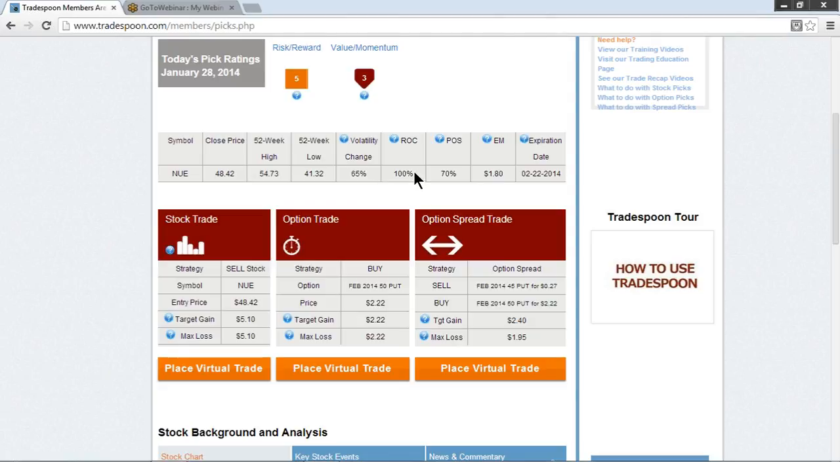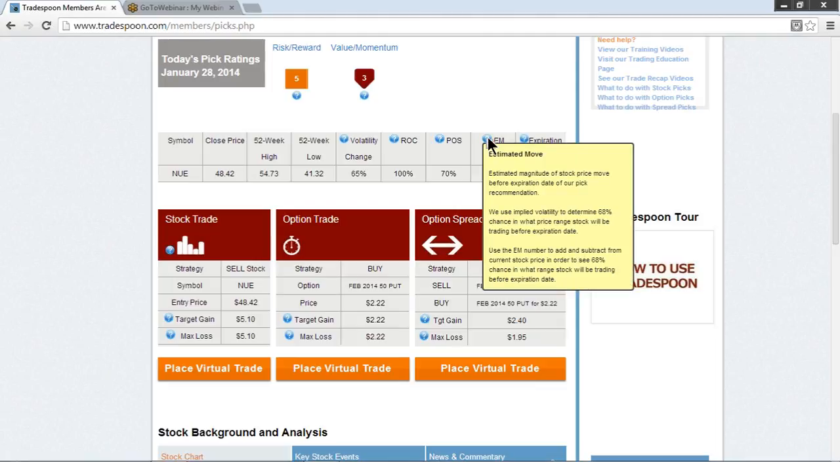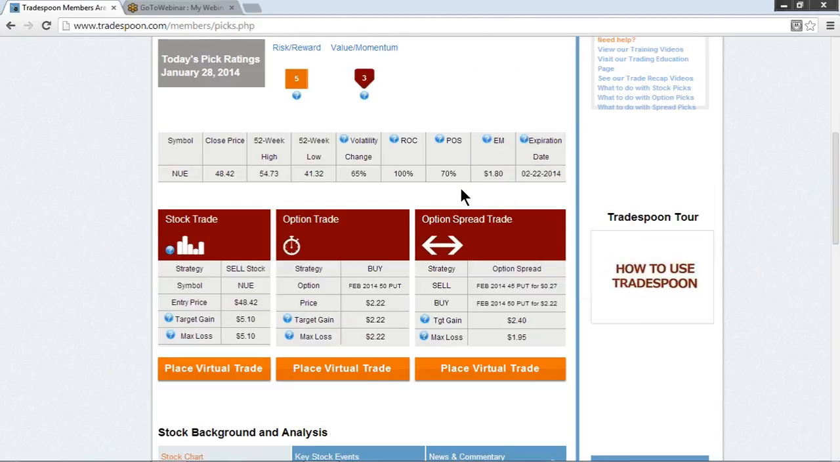We see the return on capital at 100%. We see the probability of success right now measuring at around 70%. And the estimated move average into February expiration is $1.80. And as always, just hover over those question marks if you are wondering how we came up with any one of these calculations. Let's take a look at the picks tonight.